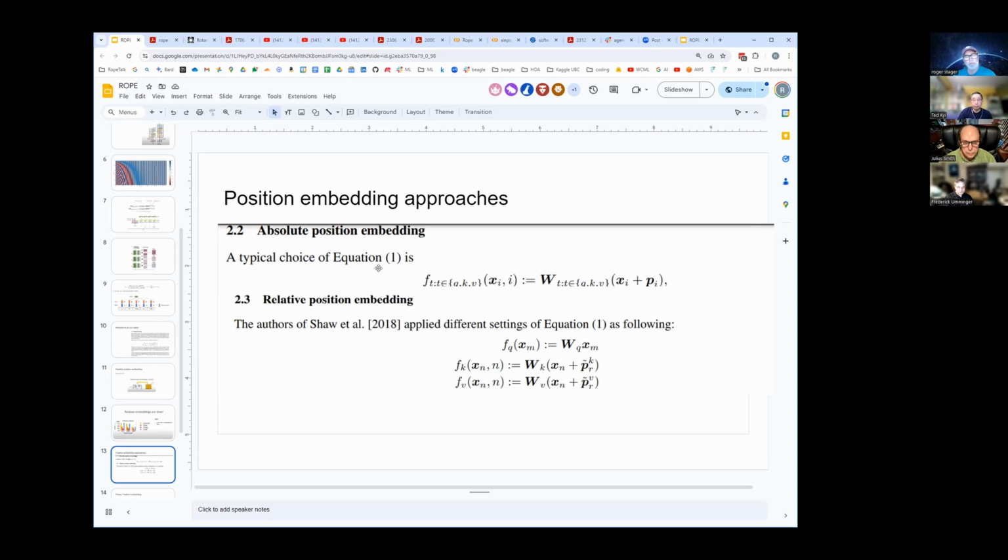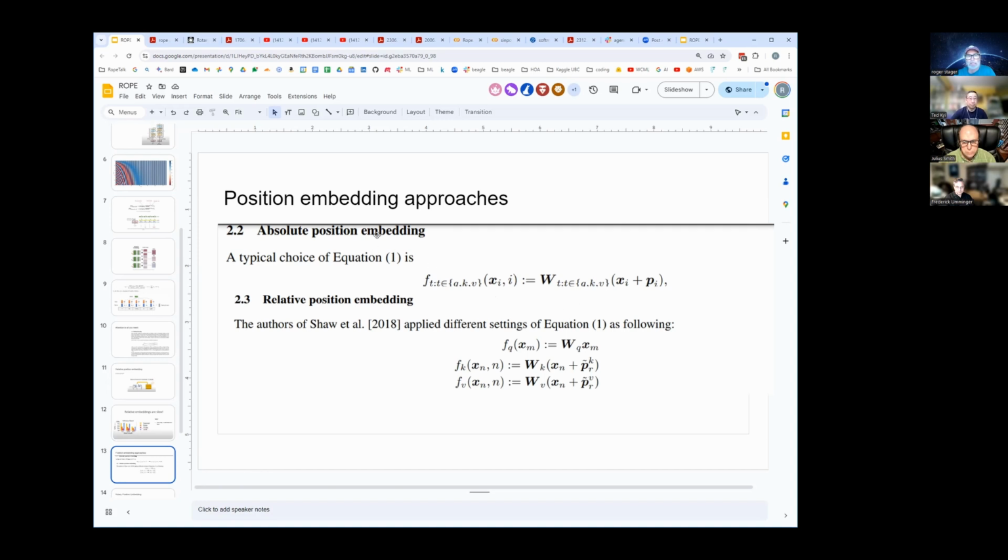So they do an analysis, and they compare it to existing position embedding techniques. They start with a formula to describe the position embedding. This is a function that's going to generate the query, keys and values of a token given its position.